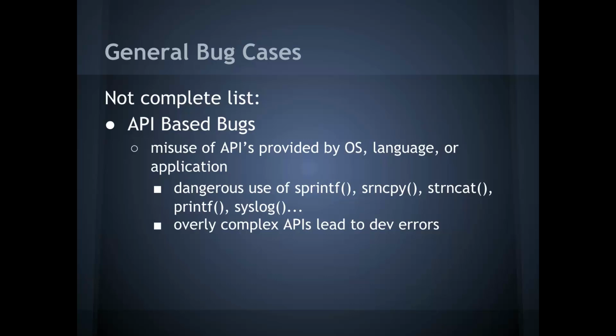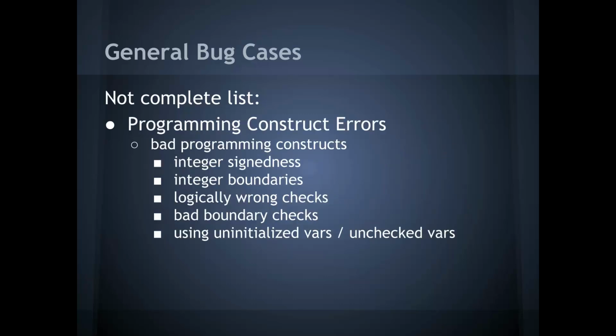So the first category is API-based bugs, and we've pretty much covered this: dangerous use of safe functions or use of unsafe functions. And then there are programming construct errors, which are really described by bad development practices and involve integer assignment bugs, integer boundary bugs, logical bugs, boundary bugs, using uninitialized variables, or not checking the return codes from functions or the value of variables.